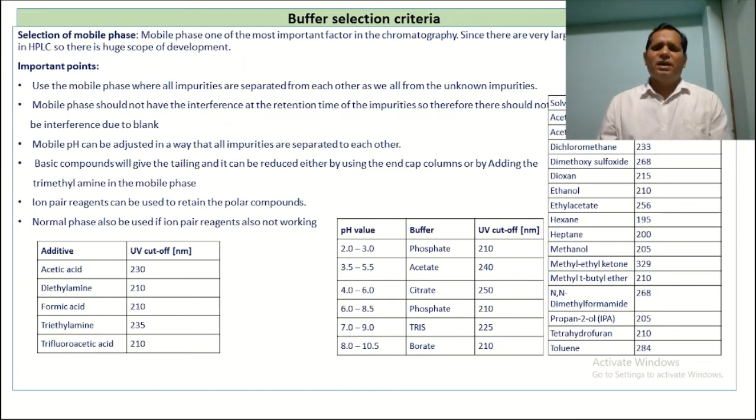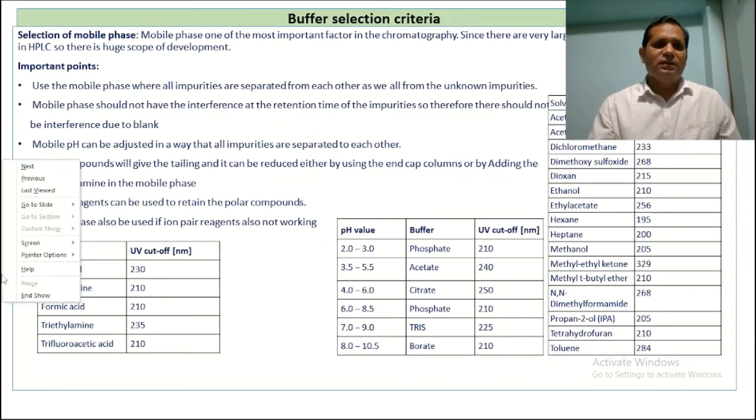Before starting the development, we have to choose a suitable buffer so that the maximum number of compounds or impurities get separated in that particular buffer. Buffer is very important in HPLC method development, so we should be very careful before finalizing the buffer. There are different types of buffers which are used in the industry for HPLC purposes.